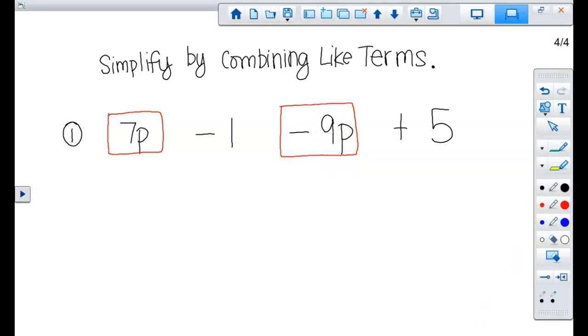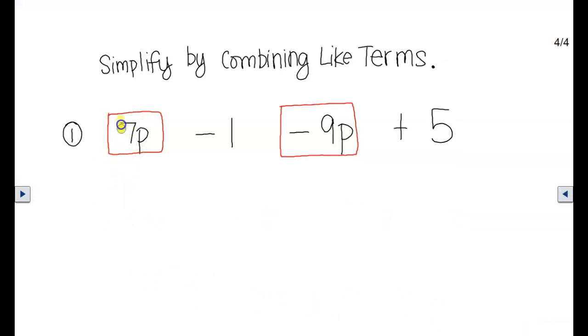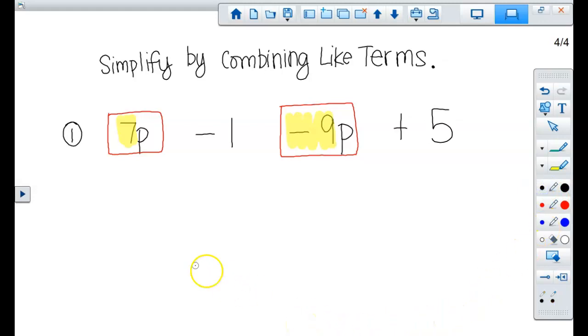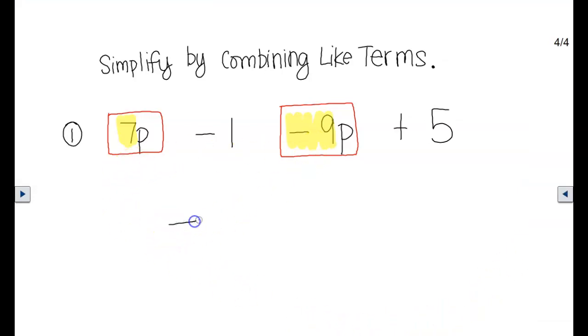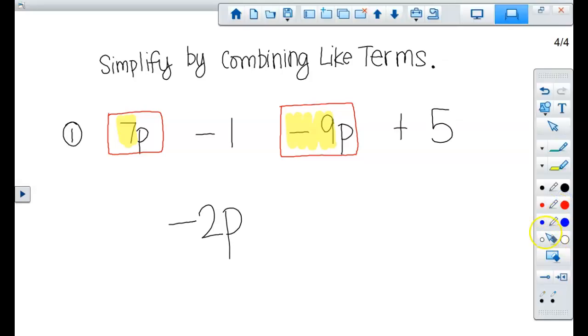So because these are like terms, I can do what this says. I can combine them. So to combine them, what you're going to do is this. You are going to do 7 minus 9. You're going to do exactly what it says. It says to do 7 minus 9. 7 minus 9 is negative 2. And then remember, when you combine like terms, you keep the same last name. So that's going to be a negative 2p. So 7p minus 9p become one term, and that term is a negative 2p.